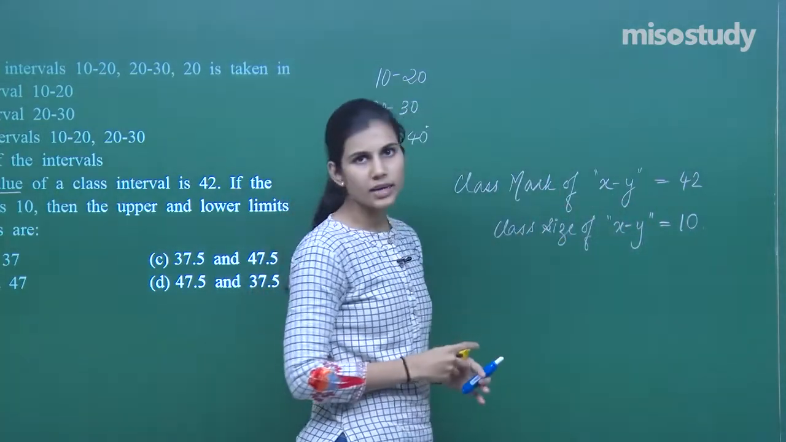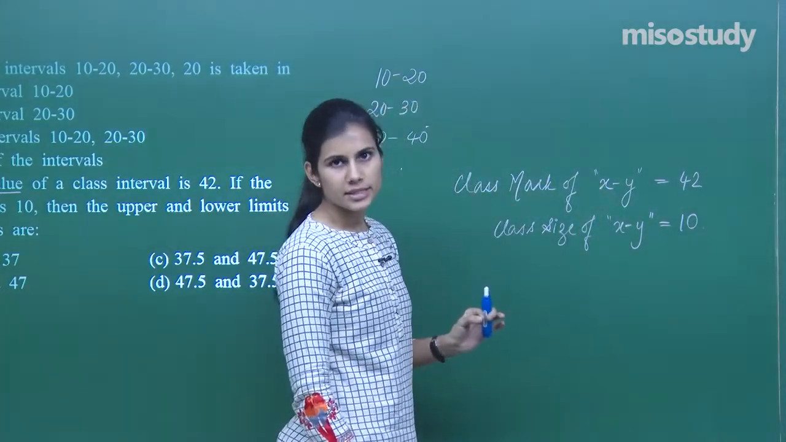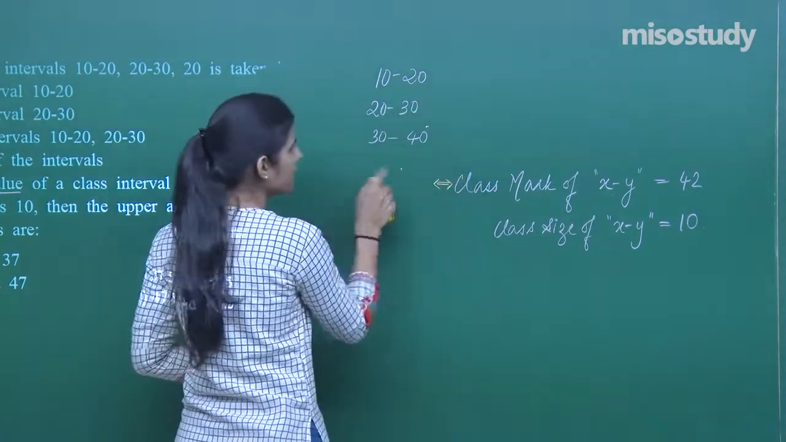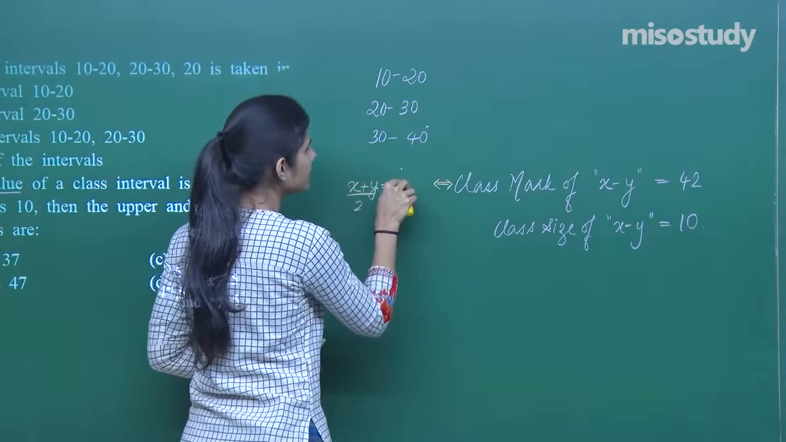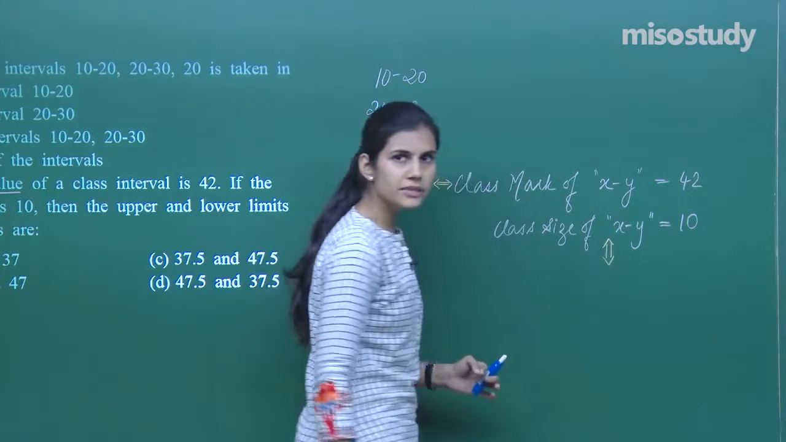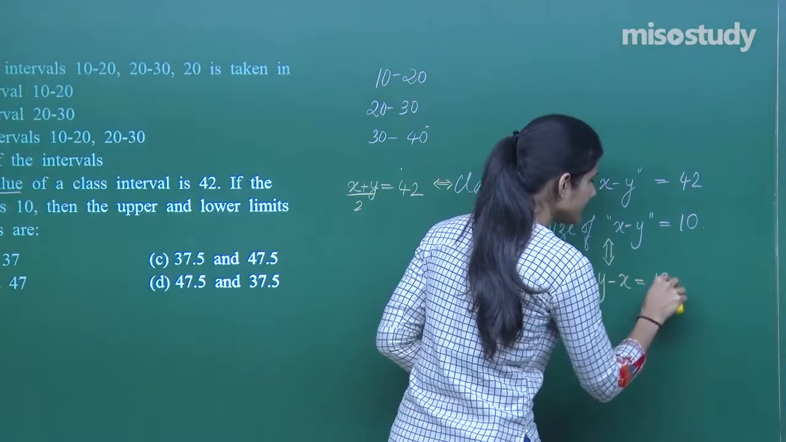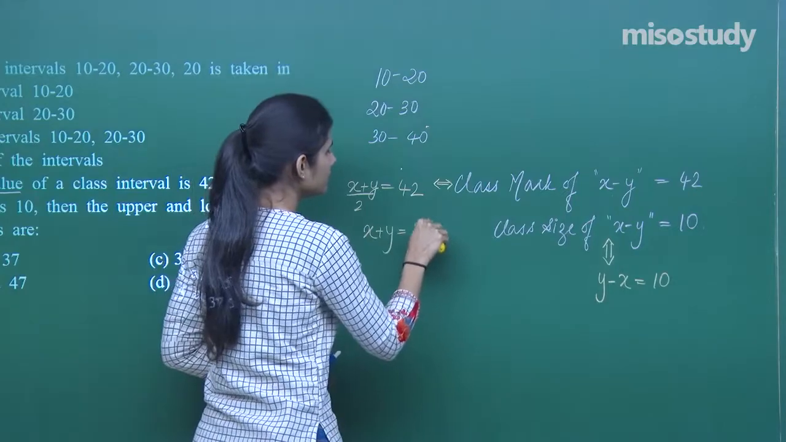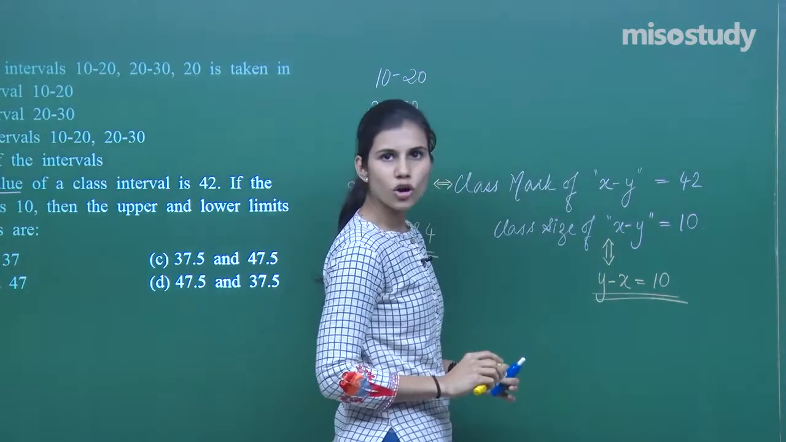What is the class mark of a class interval? Y plus x upon 2, that is the mid value of that class interval, gives you the class mark. So this means if x to y is the class interval, its class mark is 42, that means x plus y upon 2 is 42. And what is the class size of the x to y class interval? Width. Upper limit minus lower limit. So you have y minus x is 10. If x plus y upon 2 is 42, that means x plus y is 84. So you have x plus y is 84, y minus x is 10. Just solve these two equations.